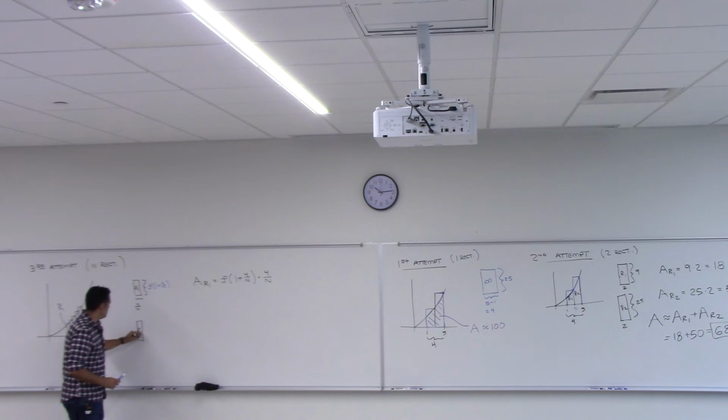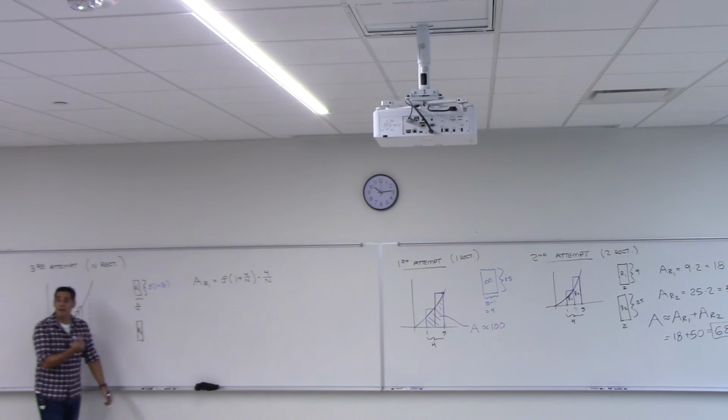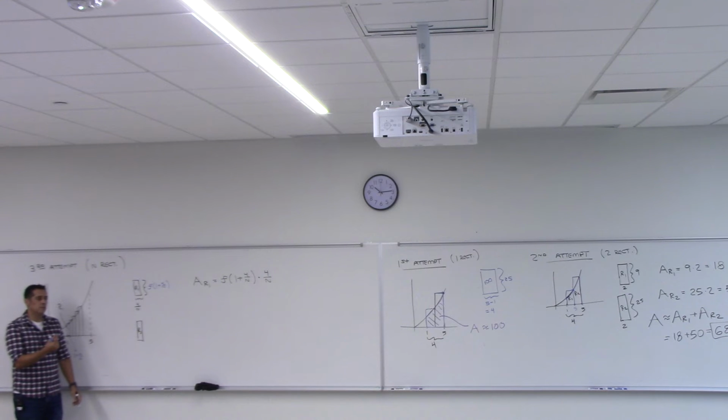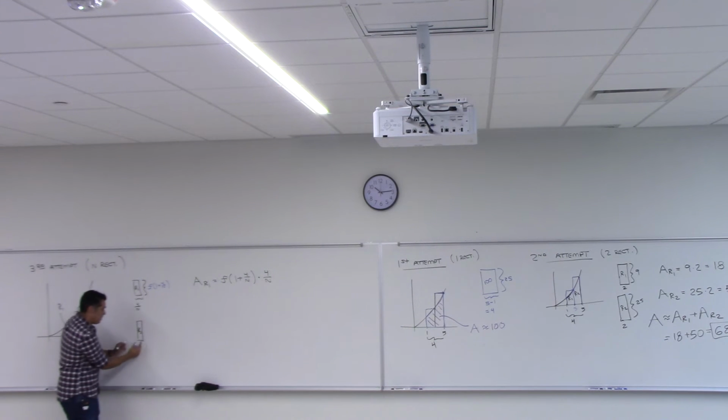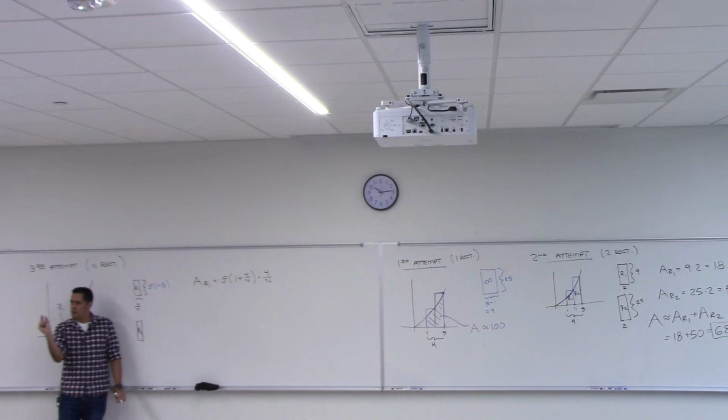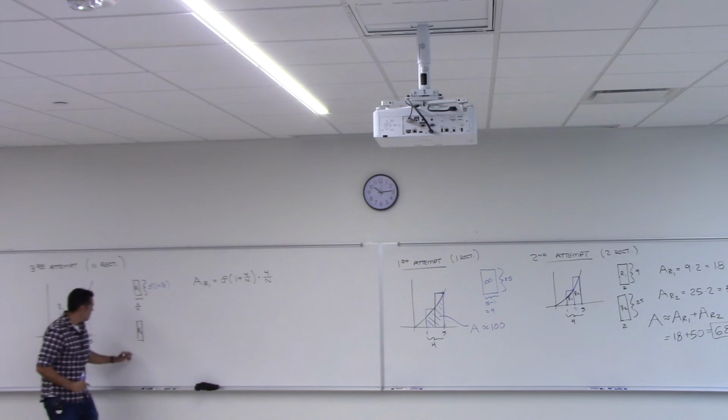For rectangle 2, how wide is it? Just the width. It's 4 over n still, right? They all have the same width, don't they? They all have the same width, 4 over n.